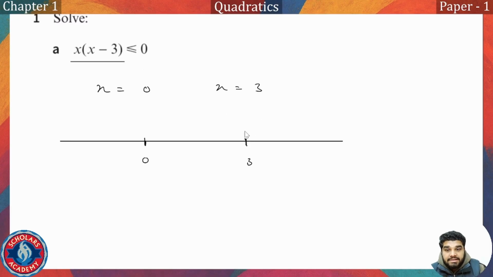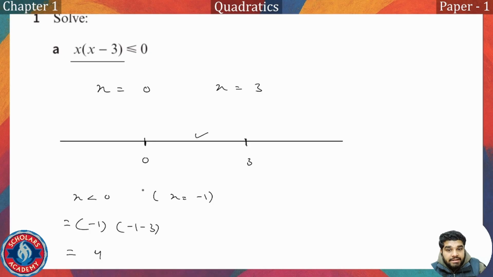If we take something when x is less than 0, let us suppose we take x is equal to -1. We can pick one value from this interval. If we substitute it, we get -1 times -1 minus 3. So we are getting +4, and this is not less than 0. So this particular interval will not give us a value less than or equal to 0, right?